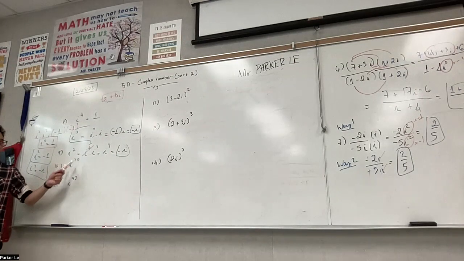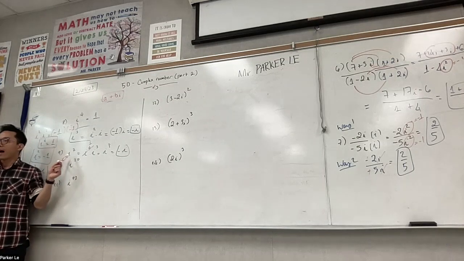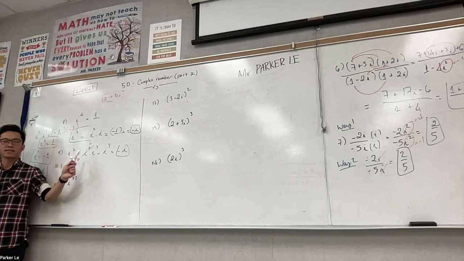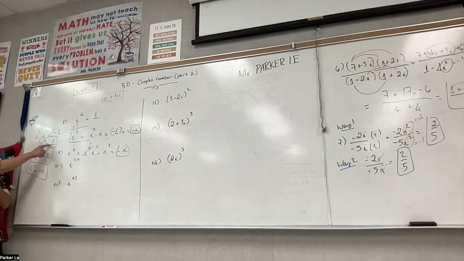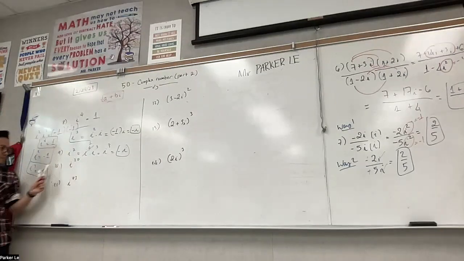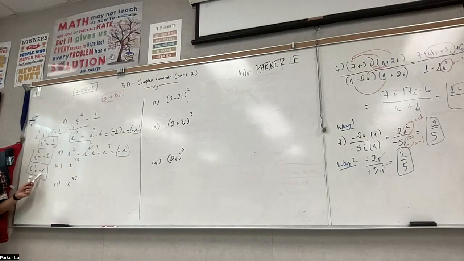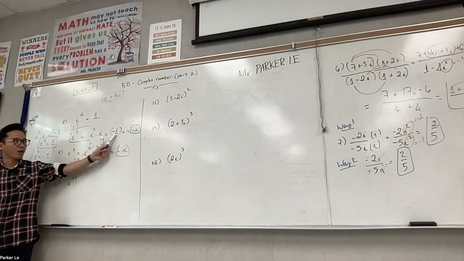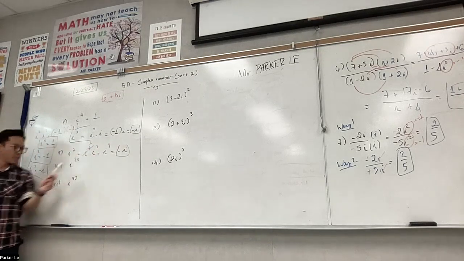Do you know how to do i to the 7th? Let me summarize again. i to the 7th, you break it down to i to the 4th and i cubed. i to the 4th is my favorite because every time you see i to the 4th, you can just delete it, because it is 1. So I have left i cubed. What is i cubed? Negative i. Why? i cubed is i squared times i. i squared is negative 1. So negative 1 times i is negative i.